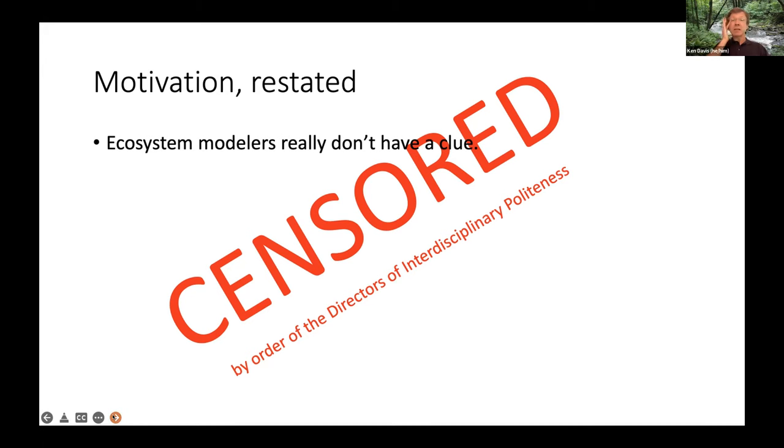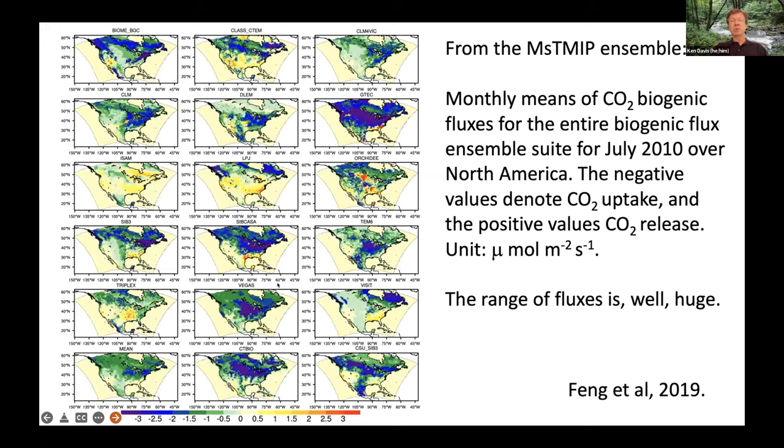So let's take a look. This is from Xiaofeng's paper in 2019. This is just a reproduction of fluxes from the MsTMIP ensemble. It was a lovely experiment. These are means of CO2 fluxes for the MsTMIP ensemble for July 2010 over North America.